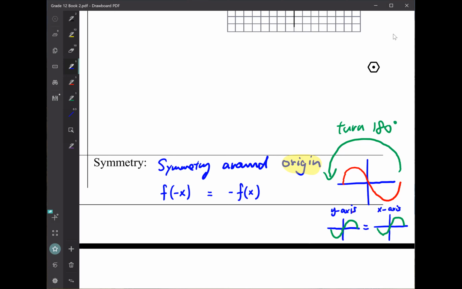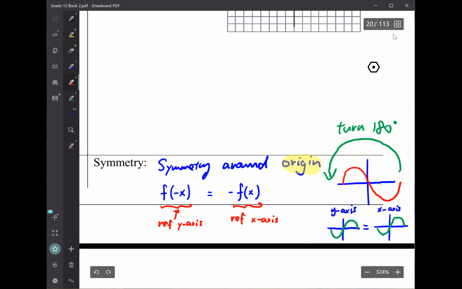So we can write that down. Reflect over the y-axis looks the same as reflect over the x-axis. That's the rule for symmetry around the origin. Any questions so far? Okay, so we are going to test this out.